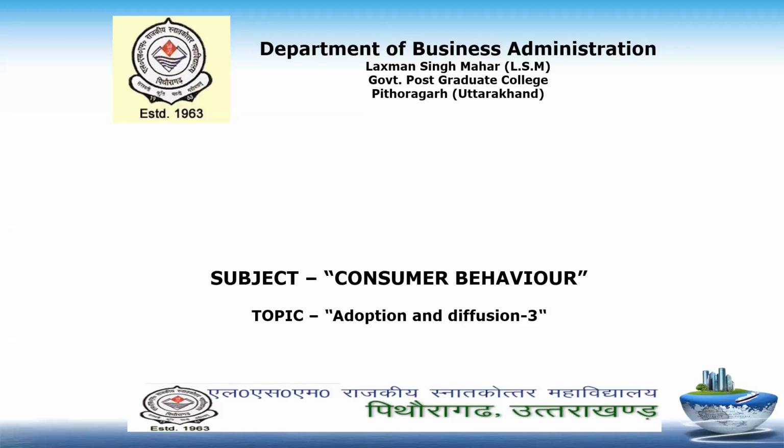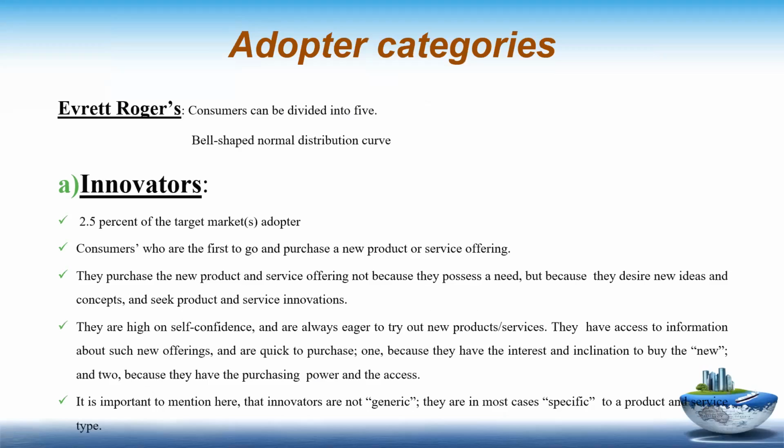In the second part, we discussed the process of diffusion of innovation. We discussed the elements of diffusion of innovation. Now, in the last slide, we were discussing the adopter categories. In this lecture, we will be discussing the various adopter categories.